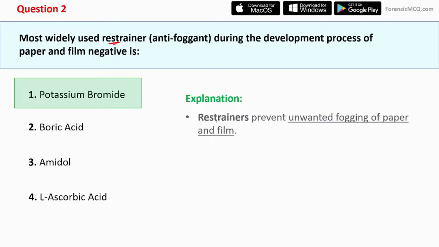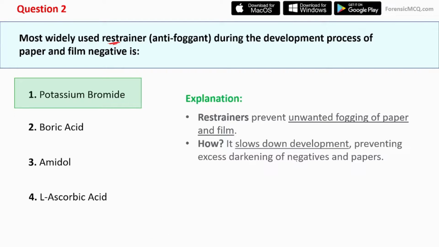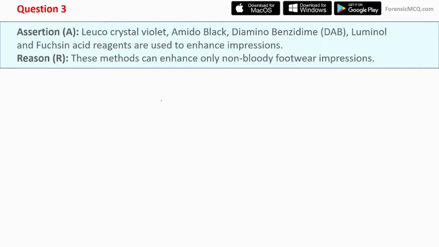As I already told you, restrainers prevent unwanted fogging of the paper and film, and how it can be done: it slows down the development and prevents excessive darkening of negatives and paper. That is what I told you earlier. And after that, the most common is potassium bromide. Now moving to question number three.